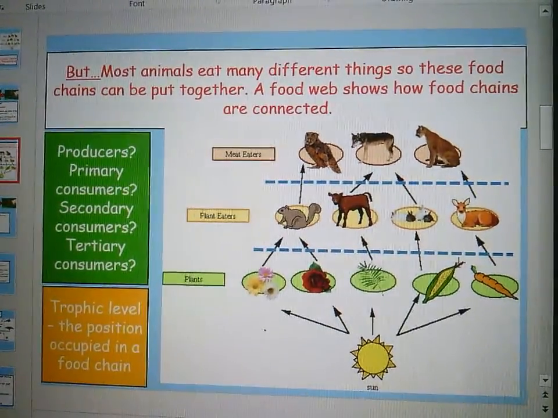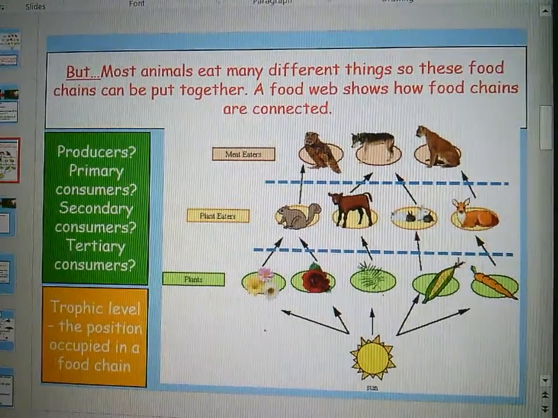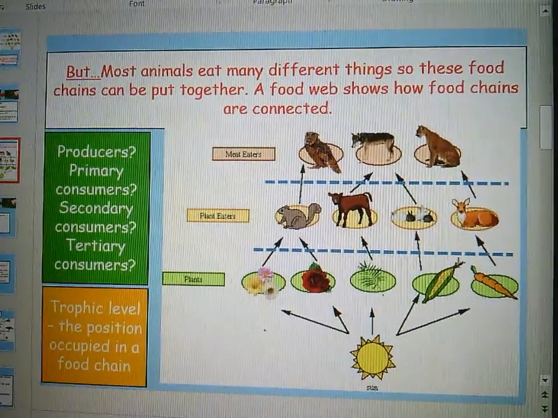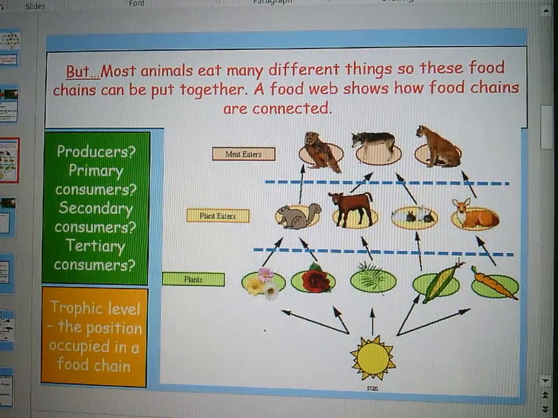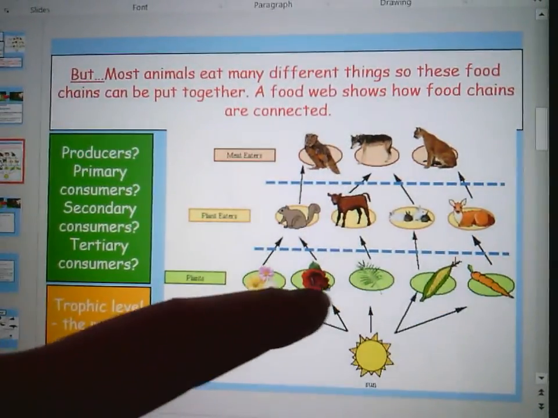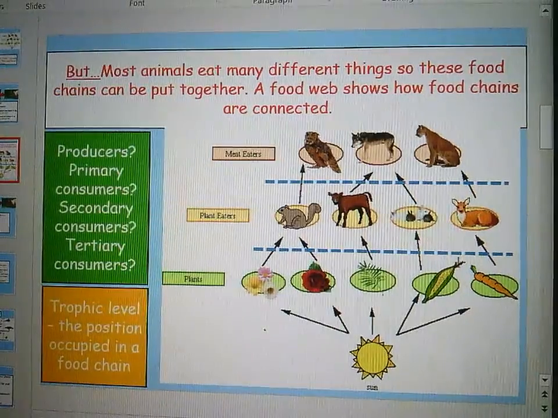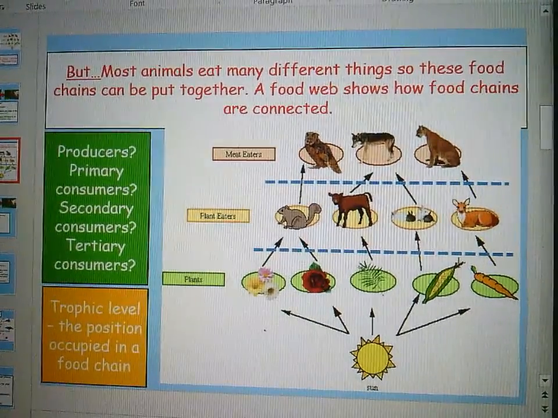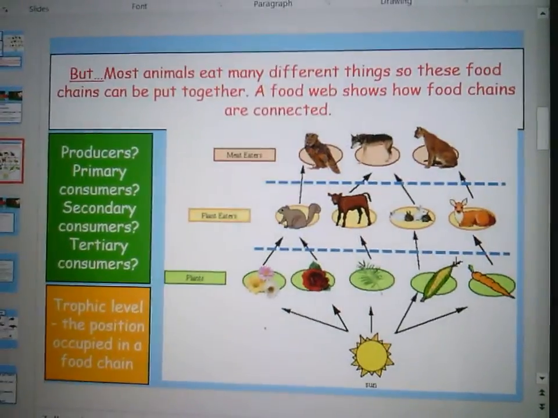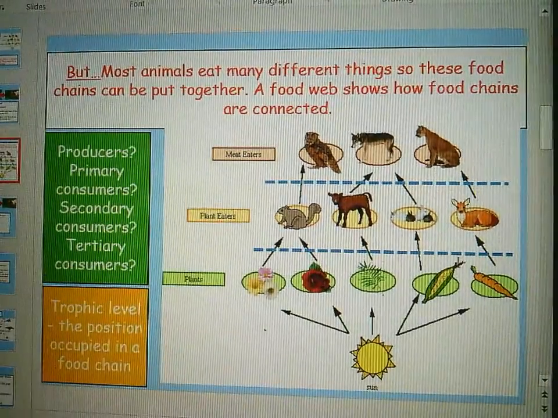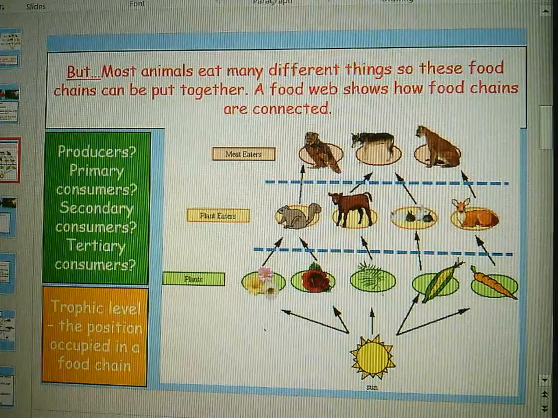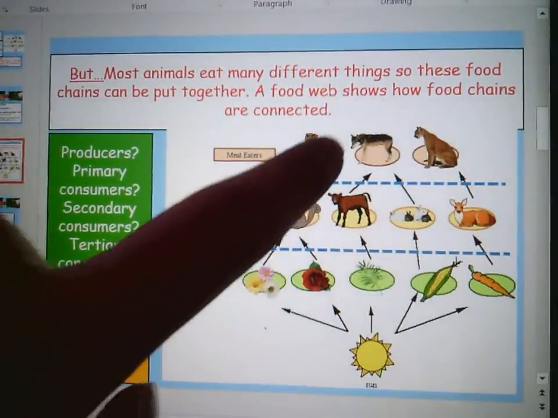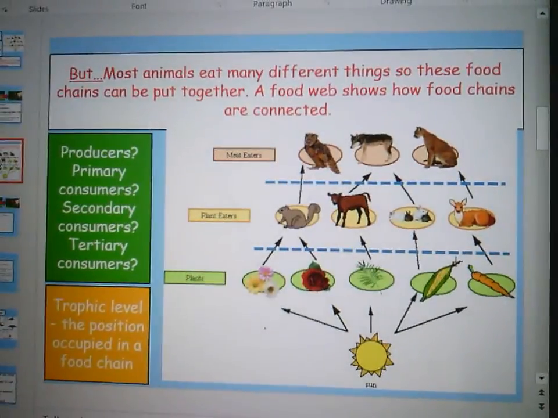Now, I asked you to define what a producer was last lesson. A producer is the thing that produces chemical energy, and it's always the plant. So this level here is the producer. The primary consumers are the things that eat the plants, okay? So they are going to eat them, and they are a primary consumer. A secondary consumer is this level, the one that eats that. So they tend to be meat eaters.